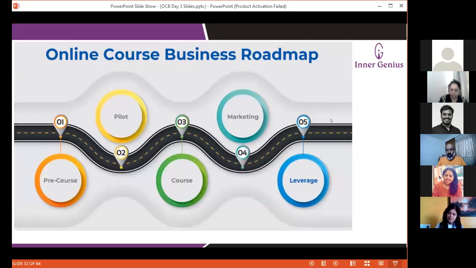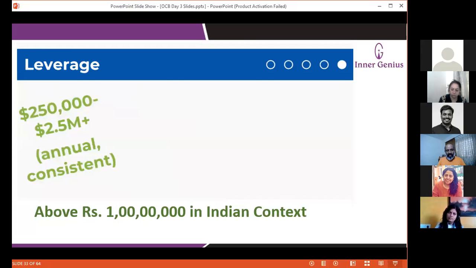Once you set the machine up and it goes, then you start leveraging, which is when you bring many things that you do into one place and start making things happen. Each one will feed on to the other. All right. So for that, at that time when you go, we are talking about at least 1 crore rupees per annum in the Indian context.